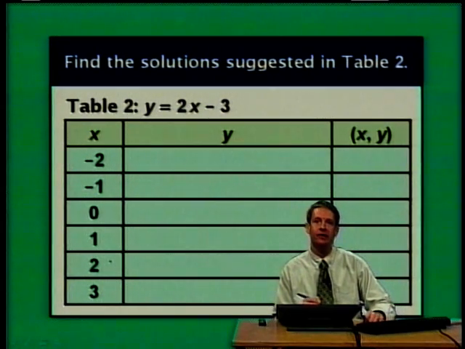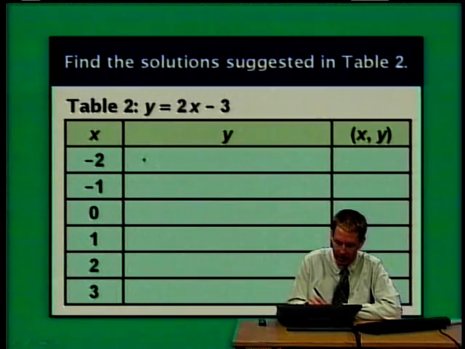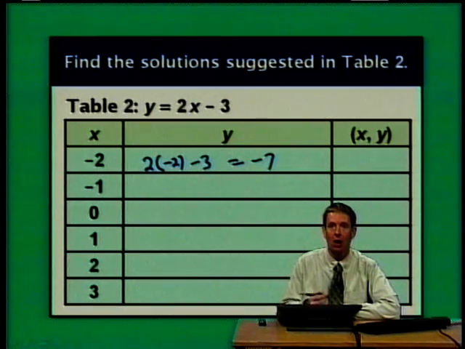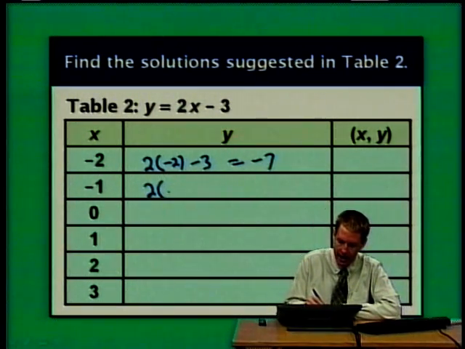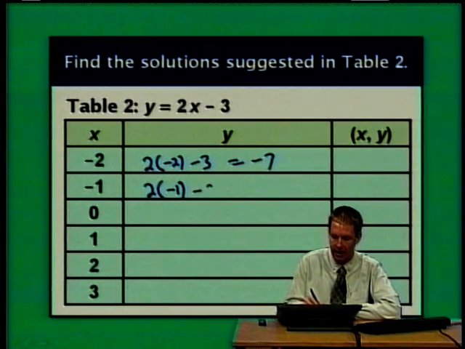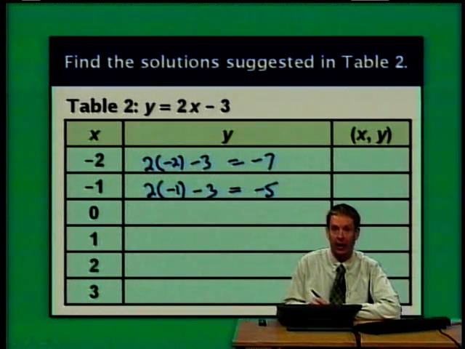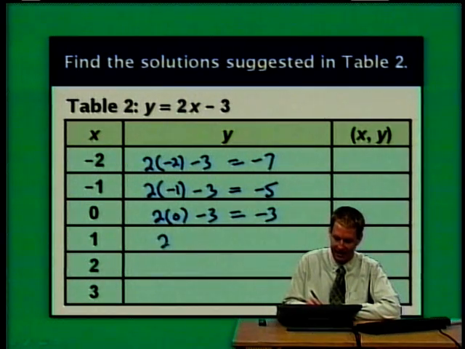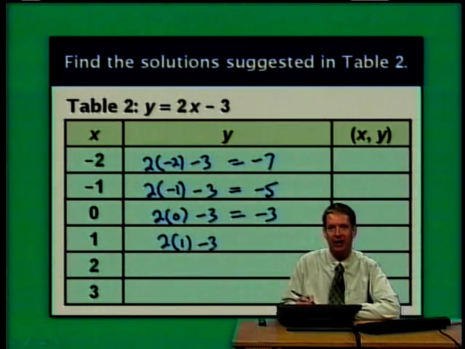Well, when x is negative 2, y is 2 times negative 2 minus 3. That's negative 4 minus 3, which is negative 7. When x is negative 1, y is 2 times negative 1 minus 3. Negative 2 minus 3 is negative 5. When x is 0, y is 2 times 0 minus 3. 0 minus 3 is negative 3. When x is 1, y is 2 times 1 minus 3. 2 minus 3 is negative 1.